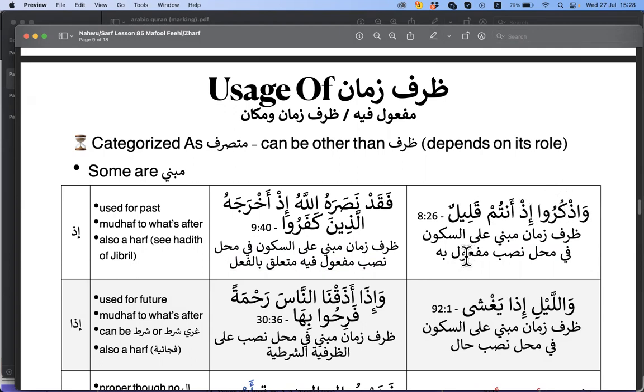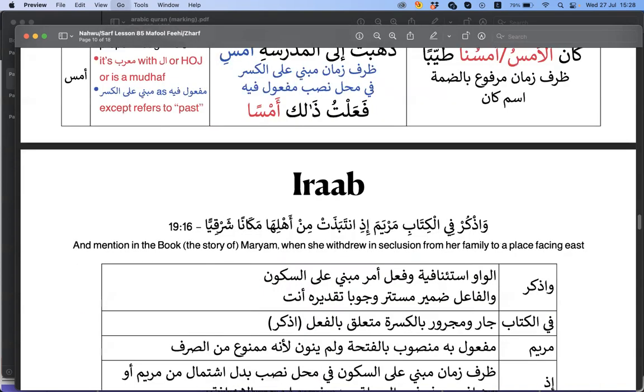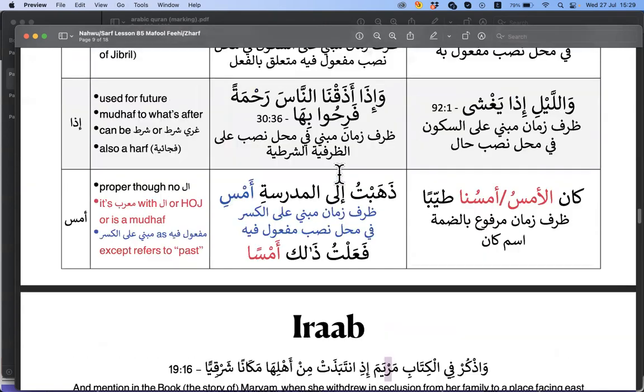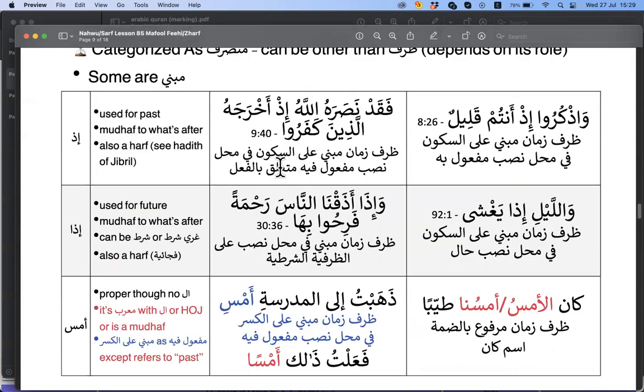Of course, it's not just maf'ul bihi. I think we saw different cases here. Badal, I think it's badal. We also saw that. This is badal ishtimal here for the word Maryam. So just to remind, it can be maf'ul fihi, and it can also be anything else depending on the sentence.